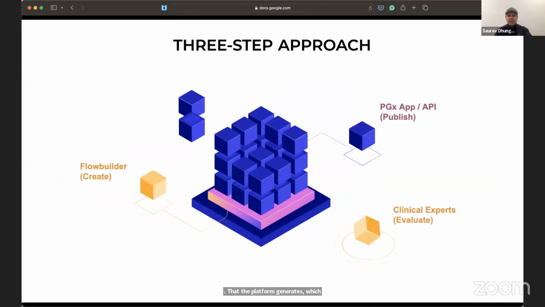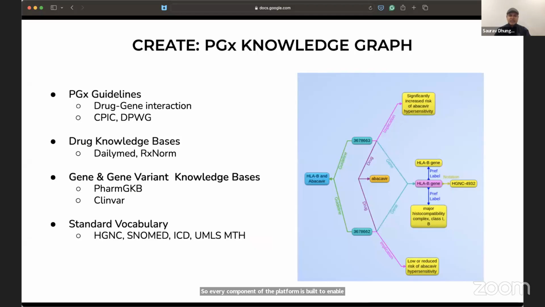Another way of looking at our approach for building the Datum platform is through what we call a create, publish, and evaluate model. And this model helps us streamline our thinking when building what is inherently a complex system in a more principled way. So every component of the platform is built to enable one of these three functions. So let's look at the create function that encodes the biomedical knowledge from different public sources into the knowledge graph.